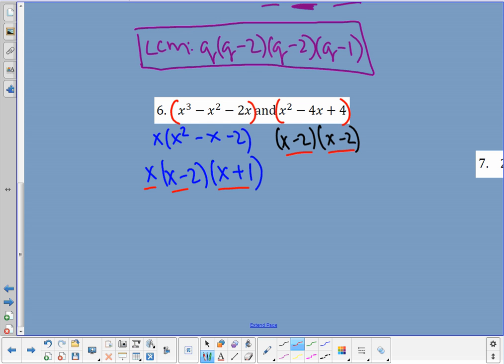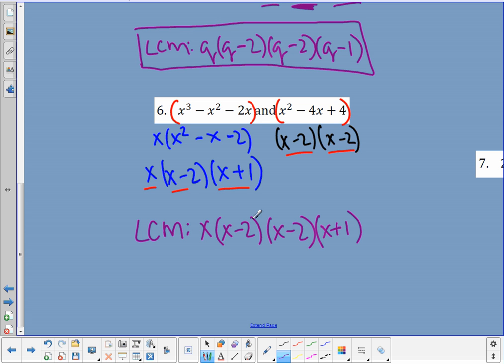All right, so the LCM. I have a factor of x. Then I have x minus 2. I have 1 here and 2 there, so that's x minus 2 and x minus 2 because I need 2 of them. I only have 1 there, but I have 2 there, so I need 2 of them. Then I have that x plus 1. I also need that. So basically, you just need to make sure you have all your bases covered.